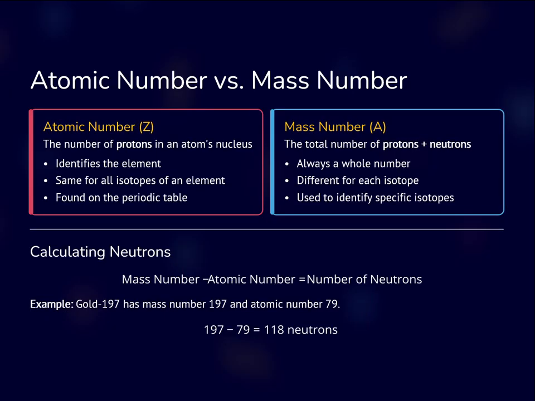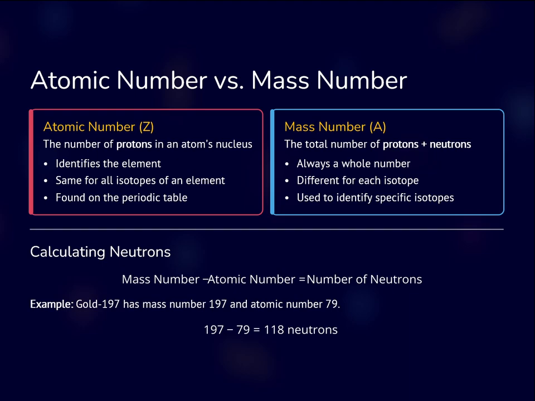Now that we've seen how isotopes differ, let's clarify 2 numbers you'll see on almost every periodic table entry: the atomic number and the mass number. The atomic number, written as Z, tells us the number of protons in an atom's nucleus. It's like the atom's fingerprint, meaning no 2 elements share the same one. Hydrogen's atomic number is 1, helium is 2, carbon's is 6, and so on. That number also tells us how many electrons a neutral atom has.